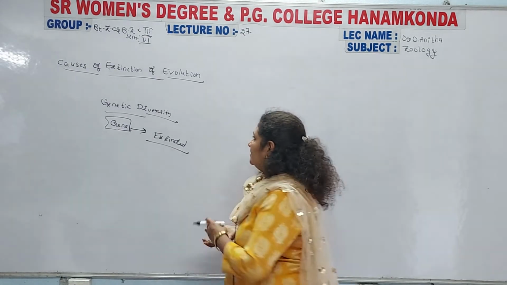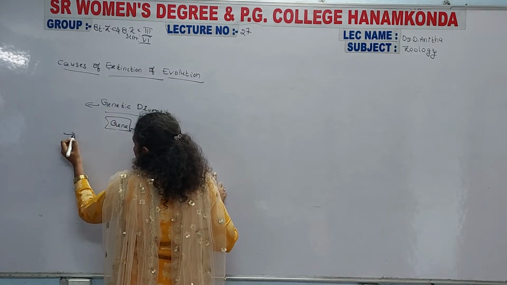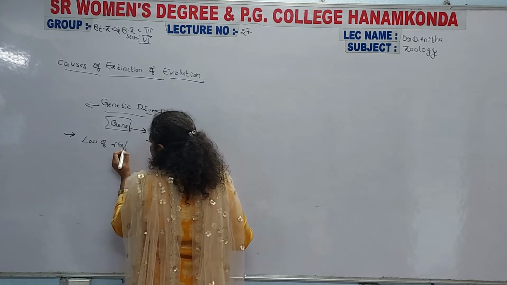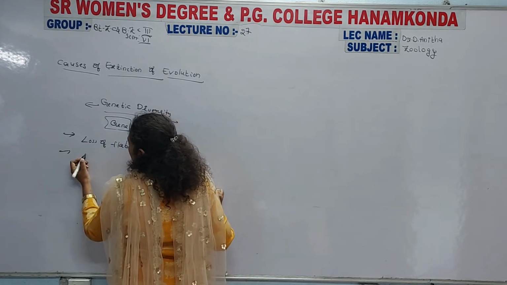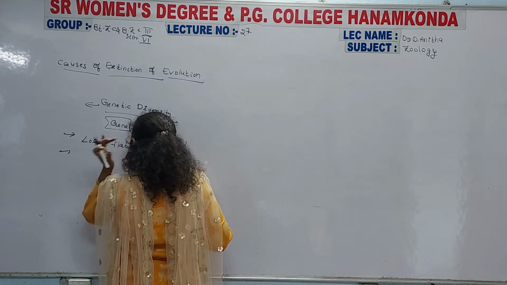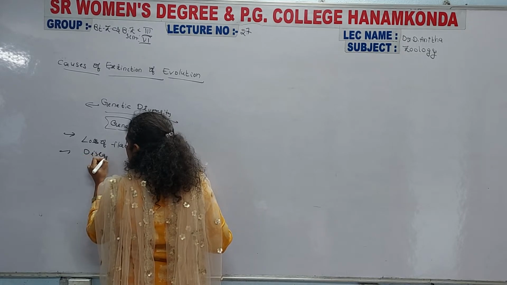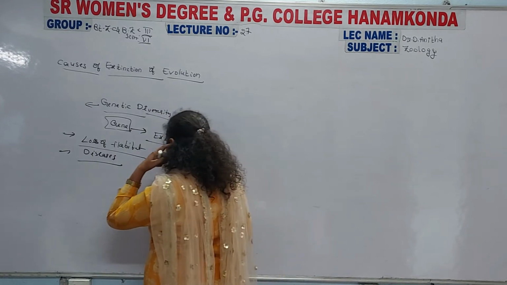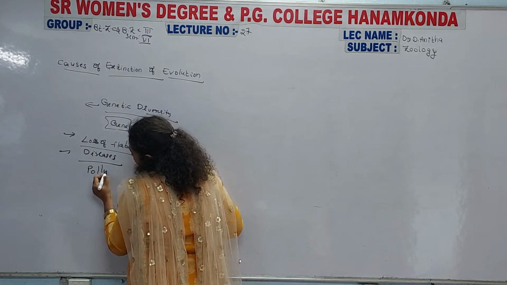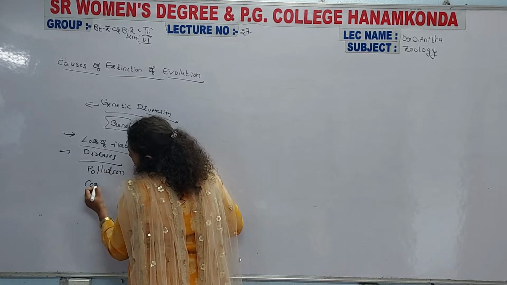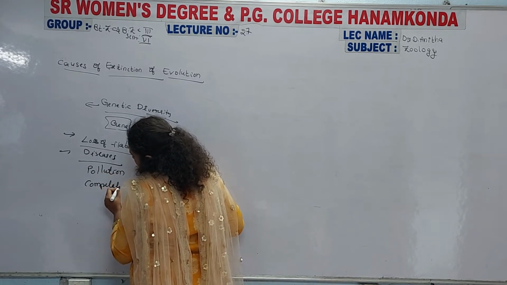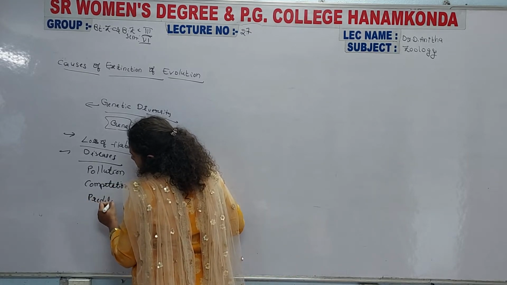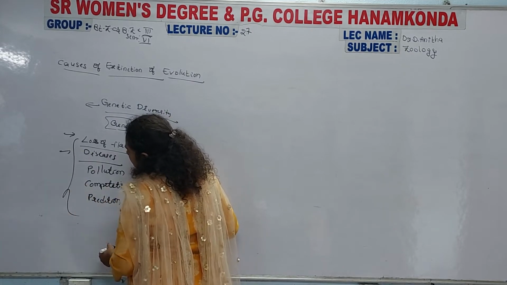And there are other reasons also. Genetic diversity is one reason, and the other reasons are loss of habitat, diseases, pollution, competition, and prey predation. So these are some of the reasons.